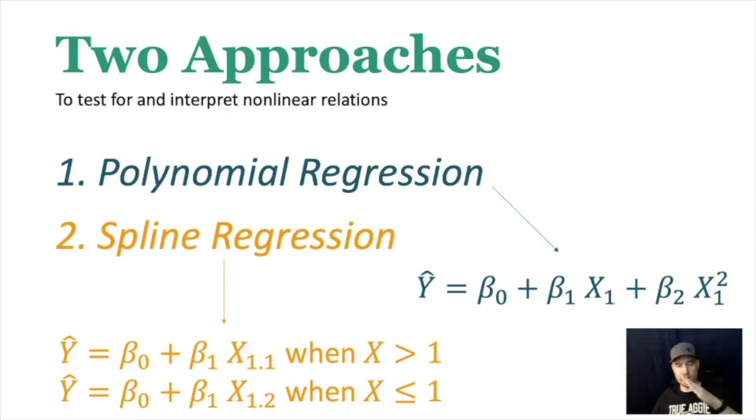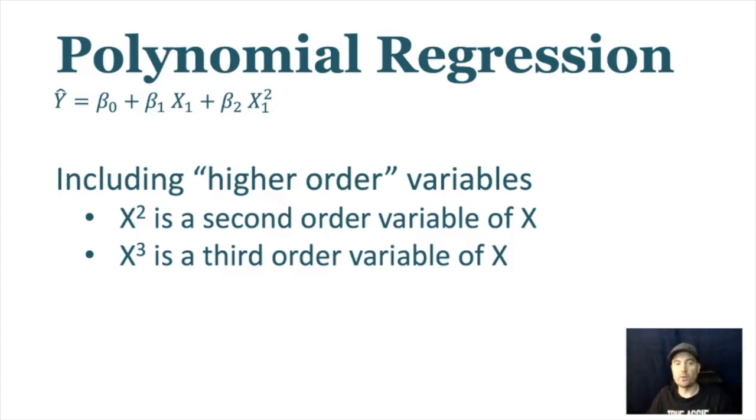So you'd have one piece that's a straight line for this part, and then another piece that would be a straight line for that part. And then we'll see towards the end that you actually can combine these in some ways. So when it comes to polynomial regression, all we're doing is including what we term higher order variables. Higher order is just where you have a higher number on the power. So x squared is a second order variable of x, so that's a higher order of x. X cubed is a third order variable of x, and you could keep going up. And each one is just a higher order.